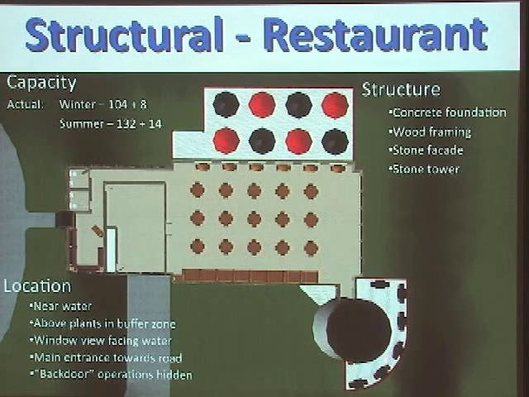Right here is where the bar is. There's inside and outside bar seating. The restaurant will be situated above the flood zone, above the buffer zone and all the plants, so the view will not be blocked. The main entrance here is distinguished and near the road, so there's easy drop-off. And the back door operations, which you wanted hidden, are down here on the side on the basement floor, with the staircase here leading into the kitchen area.